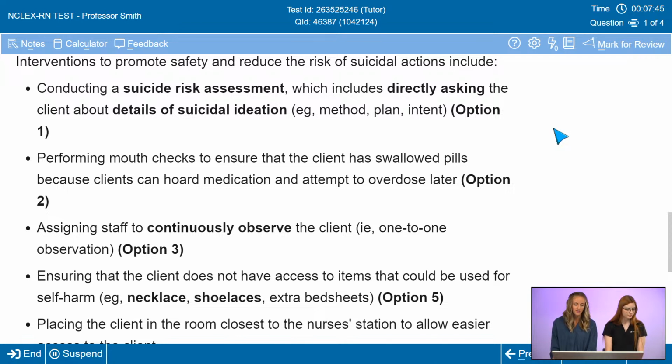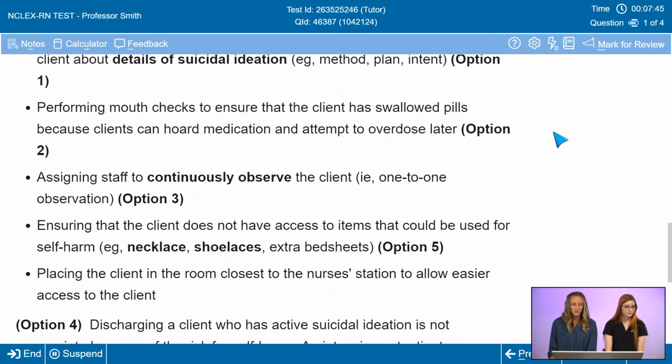Sometimes nurses feel like they have to shirk away from asking clients direct questions about their suicidal ideation, as it may feel awkward, or they worry about possibly introducing ideas into the client's head. However, this is not the case, and for safety, it's very important to see just what type of thoughts the client is experiencing in order to figure out what level of care they need.